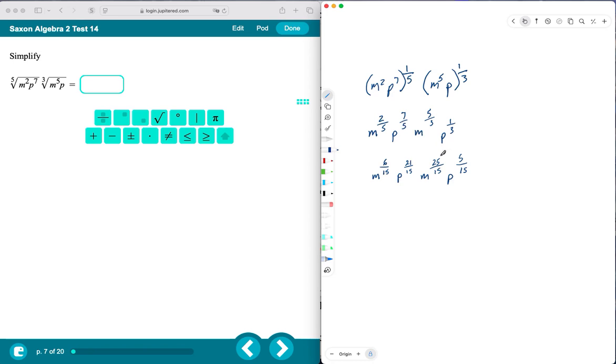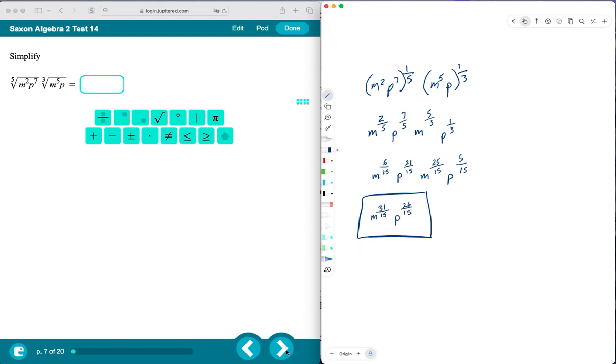Now we can combine the like bases. So 6 plus 25, this will be 31. So m^(31/15). p is 21 plus 5, so it's p^(26/15). And that would be your final answer right there. Okay? It's not about the base. It's not about actually solving for an answer. It's about understanding how fractional exponents work. That's what we're going for.